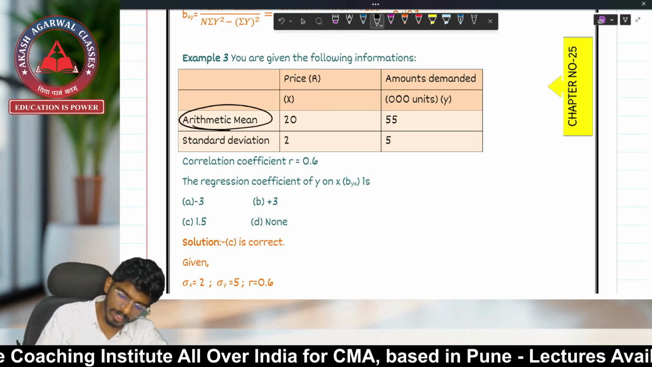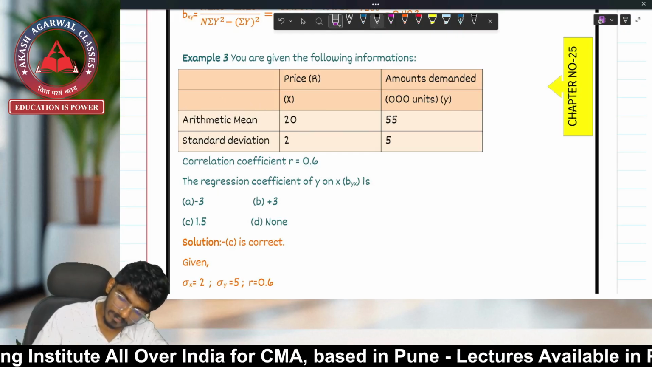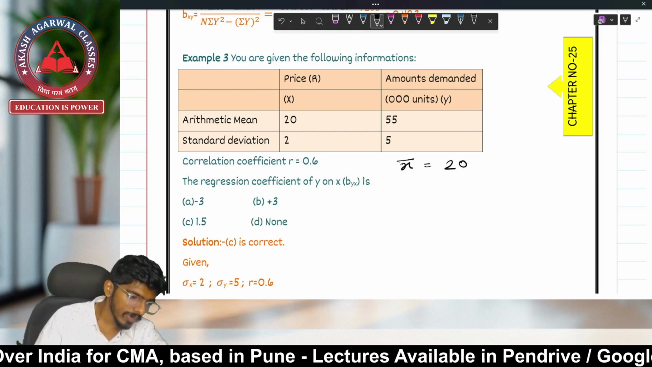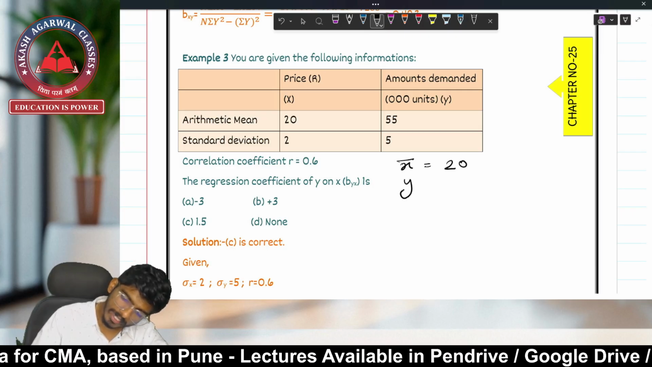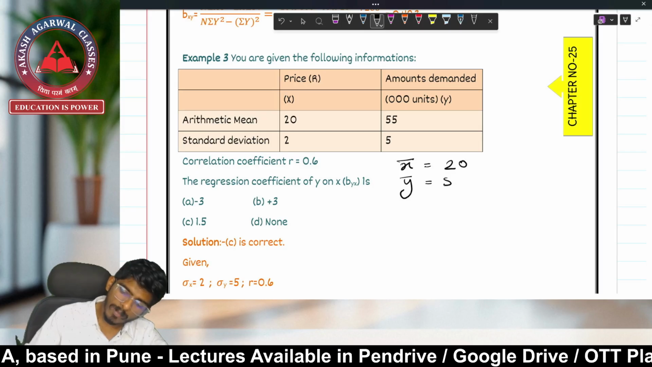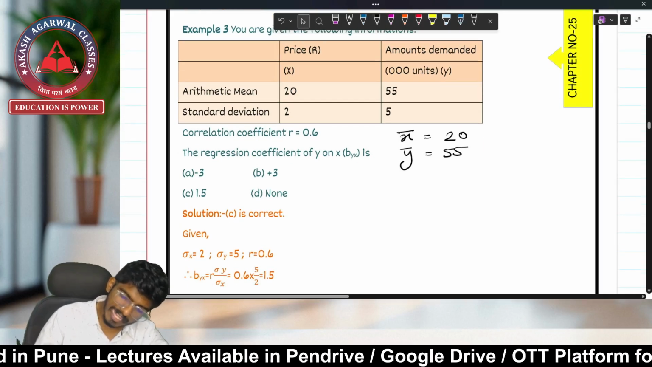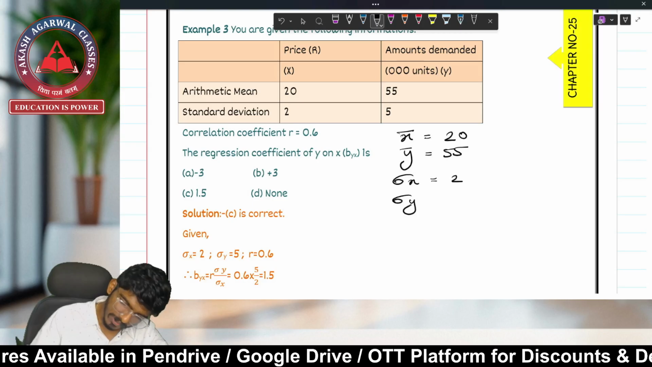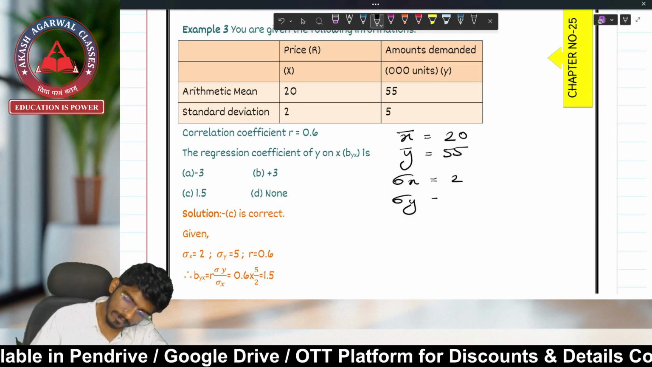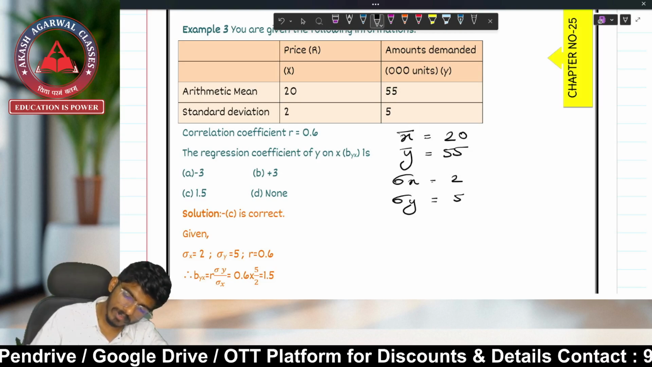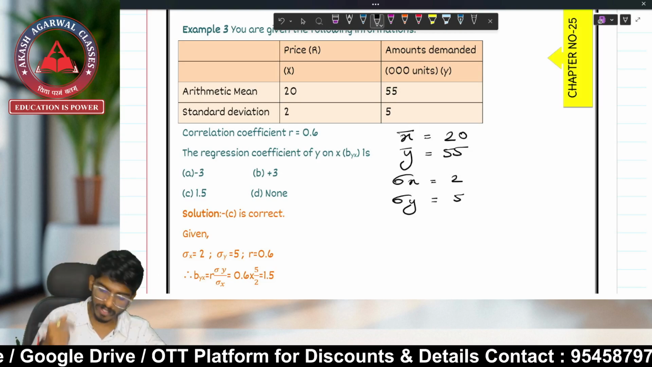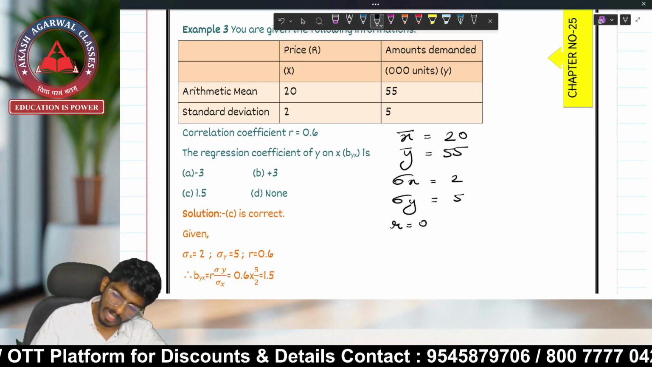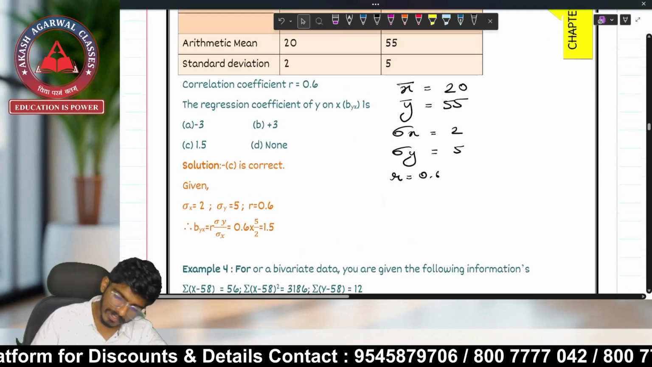So arithmetic mean, they have given us what? Arithmetic mean is X bar. They have given us X bar 20, and then they have given us Y bar as well. Y bar is 55. Standard deviation of X is 2. Standard deviation of Y is 5. Correlation coefficient also they have given us, that is R. R is 0.6. So they are asking us Y on X.